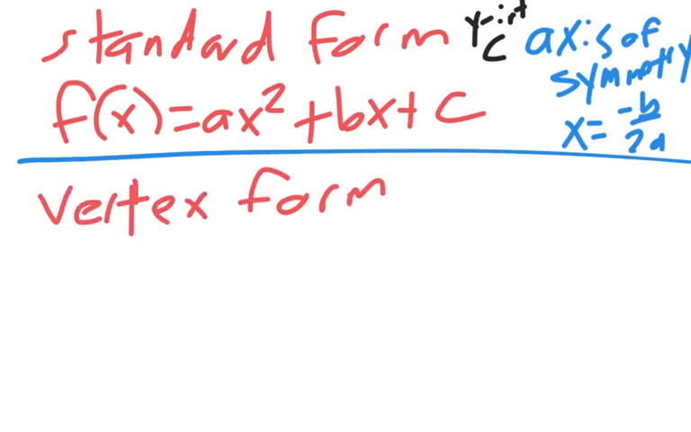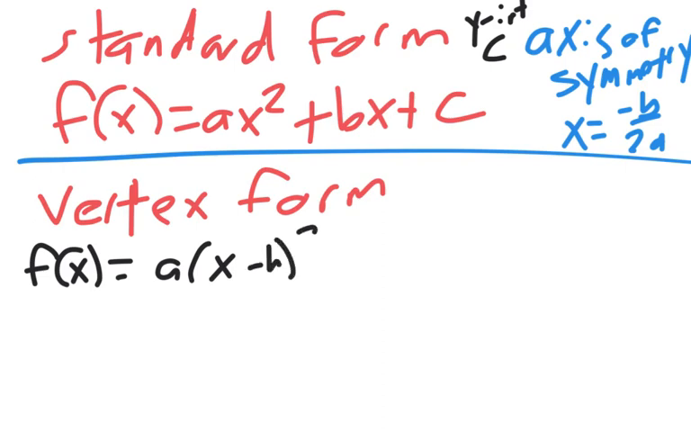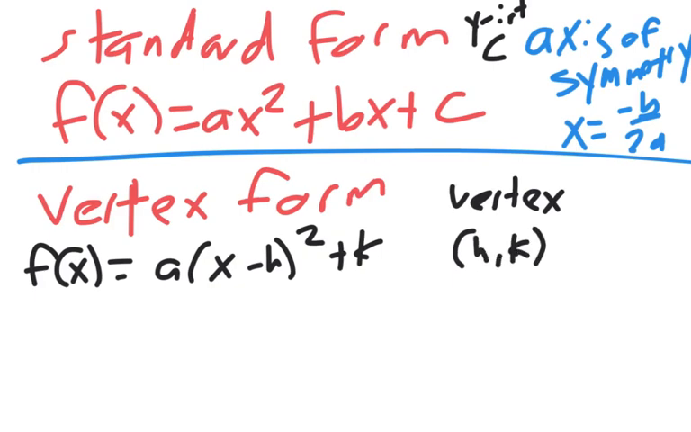So vertex form looks like f of x equals a times x minus h squared plus k. Big shocker, vertex form is good at finding the vertex. The vertex happens at (h, k), which tells me how much did I move right or left, up or down. And notice that the h has the opposite sign, right, because there's a built-in negative there, so it goes the opposite from whatever the sign of the number is originally.